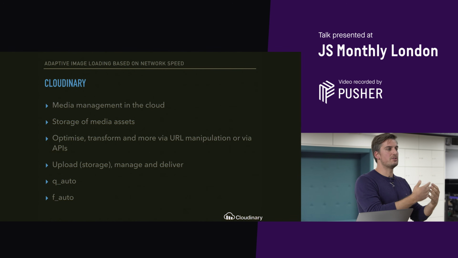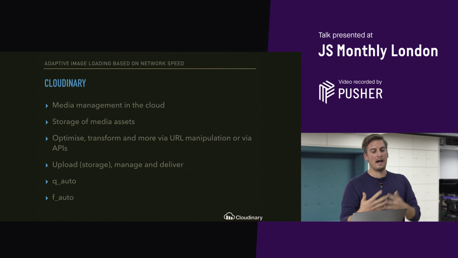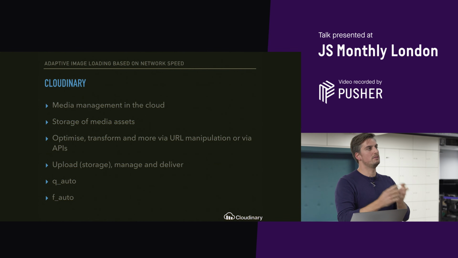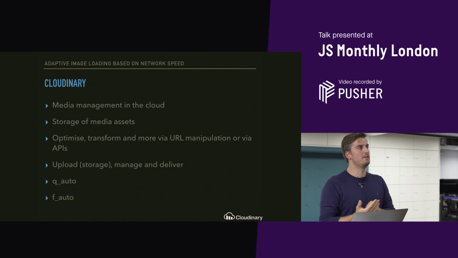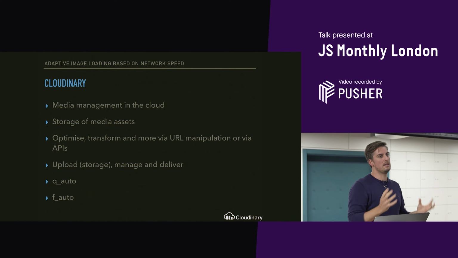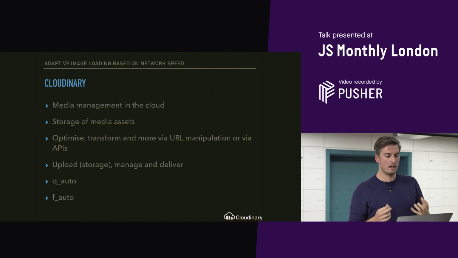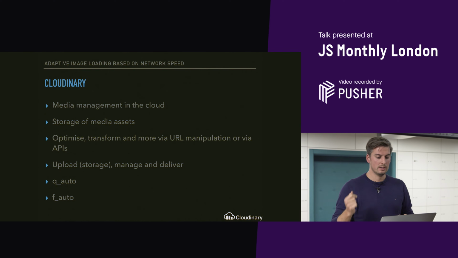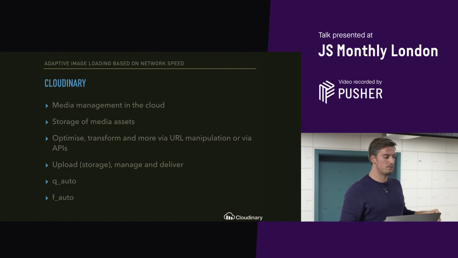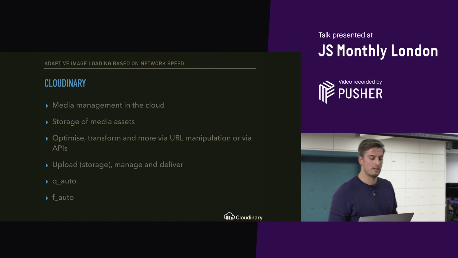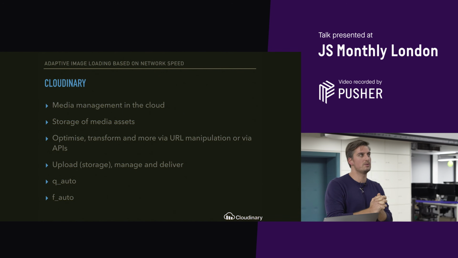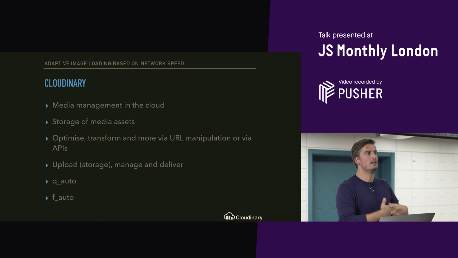So if a certain image is viewed from an iOS device, we're going to deliver the right format in the right size for that device without you having to change anything, without you having to change the actual image. And I'm going to talk to you about these last 2 flags that you see here, Q auto and F auto. Those are short for auto quality and auto format.